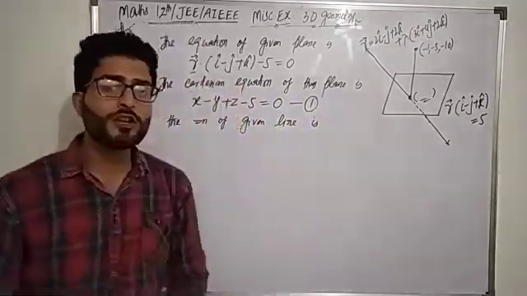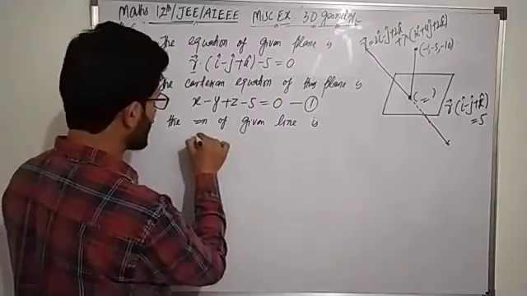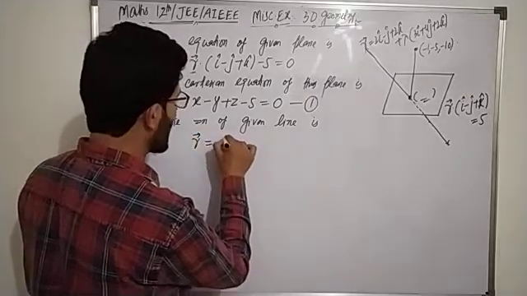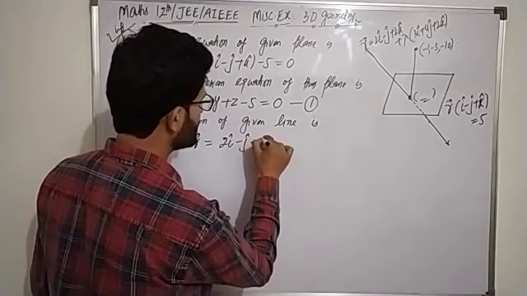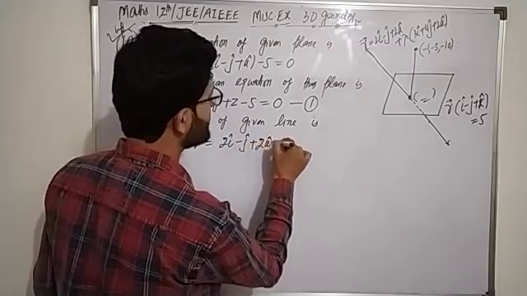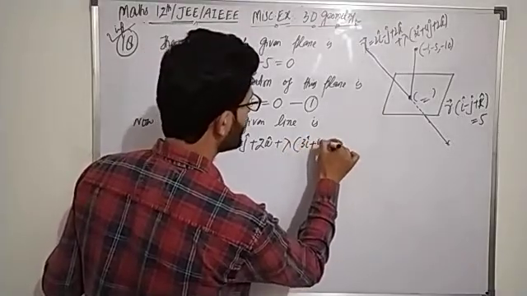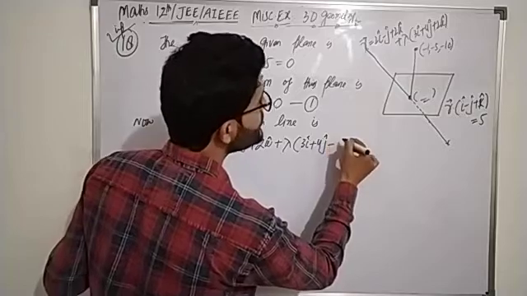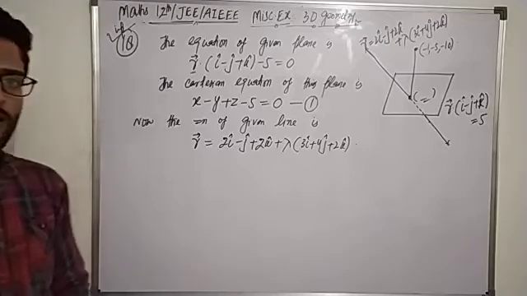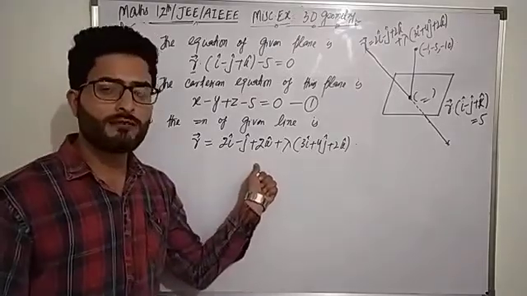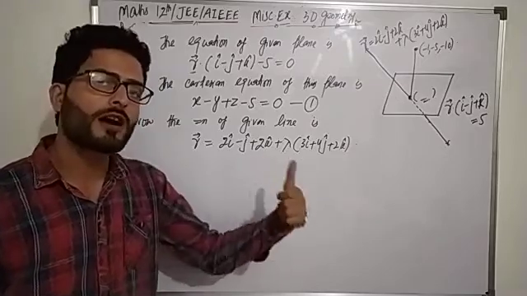What is the equation of the given line? Yes, what is the equation of the given line? r vector is equal to 2i minus j plus 2k plus lambda times 3i plus 4j plus 2k. But that equation is actually the vector equation of the line, and we are going to transform that vector equation into the Cartesian equation.